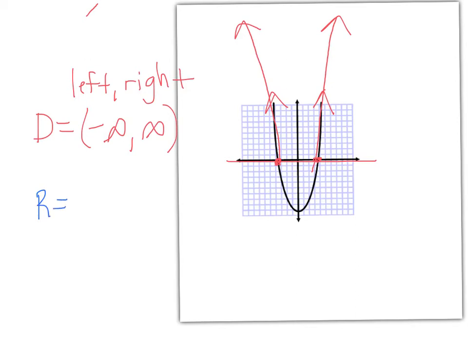Now let's look at range. Remember, range is how far down to how far up. So if we're looking at this graph, the lowest point it's going to get is down there at -9, and it actually is touching that -9, so I'm going to put a bracket. How far up is this graph going to go? Well, honestly, if I'm looking at the graph, it's going to go up forever on both sides, which means it's going to go up all the way to +infinity.